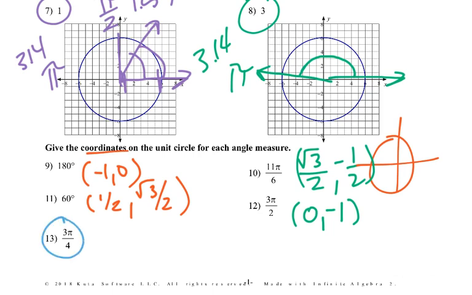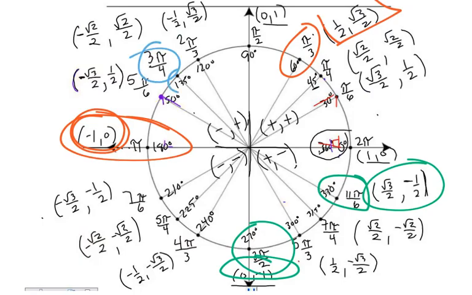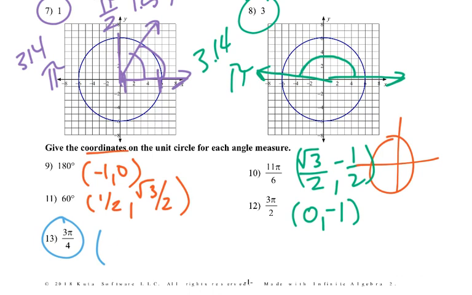Then finally 3 pi fourths, which is right here at 135 degrees. So negative square root of 2 over 2 and square root of 2 over 2. So it looks like this. Okay? It's really all they want us to do on those ones. It's kind of just, do we understand that unit circle and where those pieces come in?